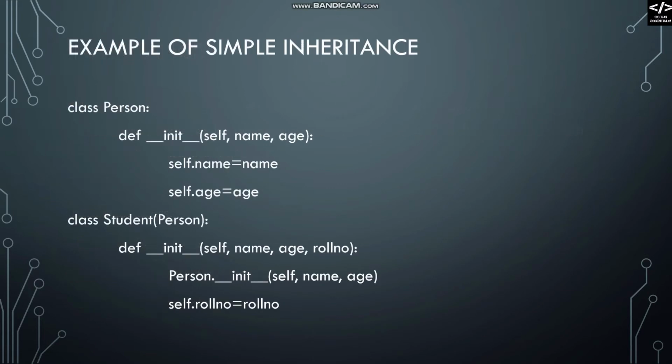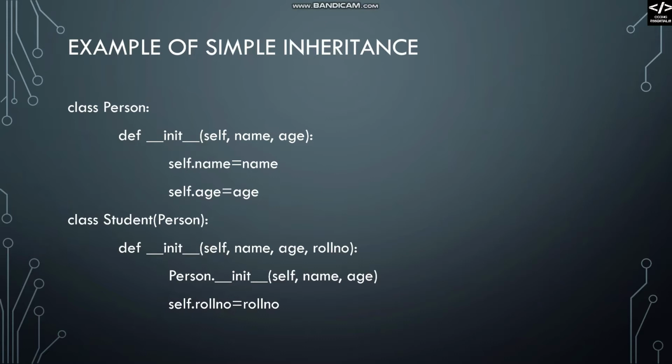So for example, class Person, and we define the init function for Person, inside which there are two attributes, name and age. After that comes the derived class, which is Student, and it is derived from the base class Person. So Student, parentheses, and inside the parentheses Person, then inside that we define an init function. So we add an attribute known as roll number inside Student.